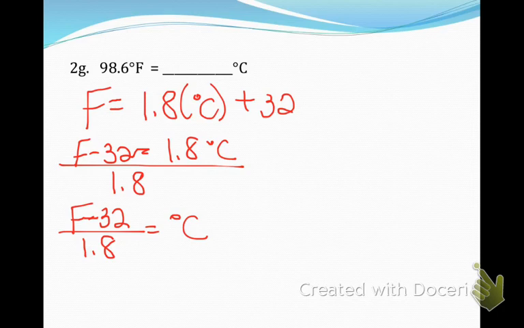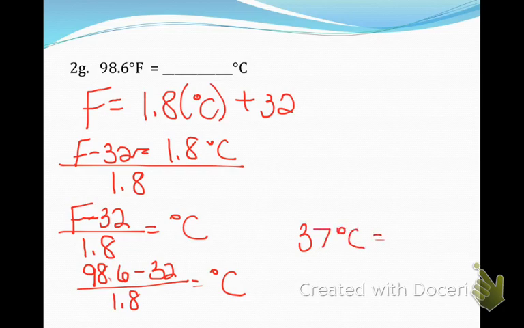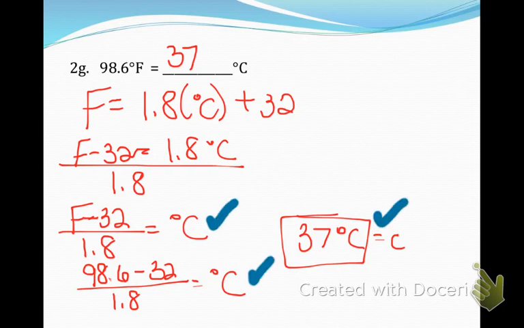So let's plug in those values. 98.6 minus 32 over 1.8 is equal to degrees Celsius. Do your numerator, then divide by the bottom. So Celsius ends up being 37 degrees. Okay, and so here we have 37 degrees. I have my rearranged formula right here, plugged in values, and the answer with units and a box around it.